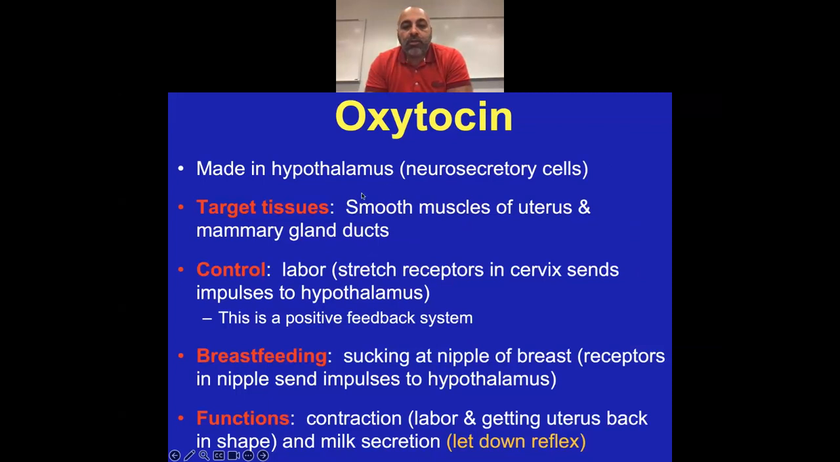Oxytocin, once again, not produced by the pituitary. It's produced by the hypothalamus. It works on the uterus and the mammary glands. So during labor, when the uterus is stretched, it causes positive feedback. More oxytocin is released. So when we induce women and we cause them to go into labor, we're giving Pitocin, which is the synthetic version. That's what we're giving. Okay, breastfeeding, as the child breastfeeds, that causes the milk secretion or letdown reflex.